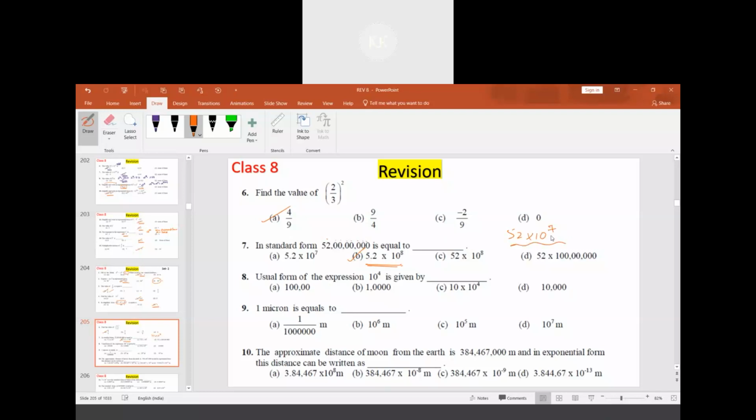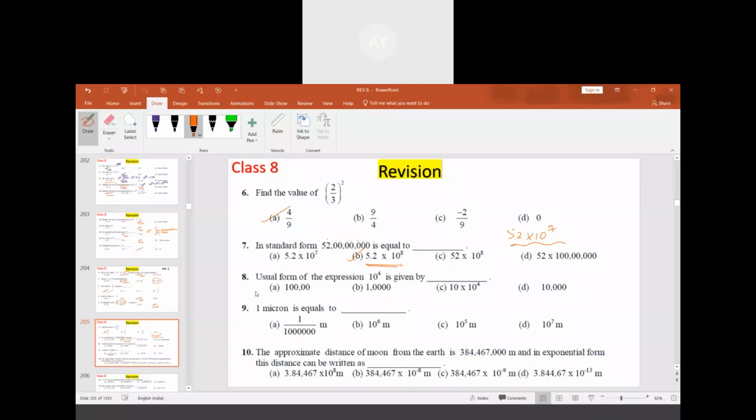If they give 52 into 10 to the power of 7, will you consider this as the answer? No, sir, we should not, because it is not in standard form. We have discussed that standard form means one digit followed by a decimal. Before the decimal, the number should be less than 10 and more than 0.